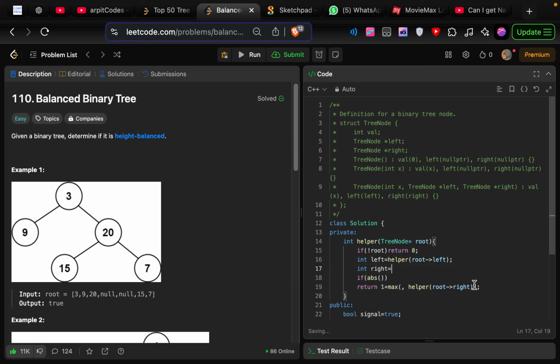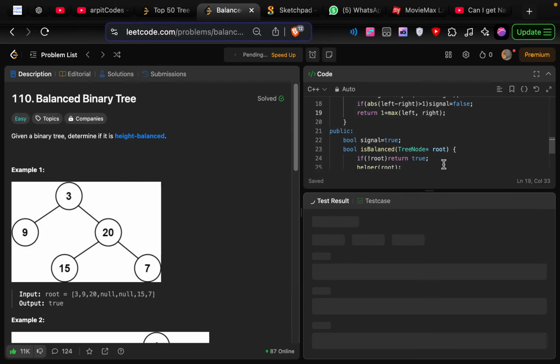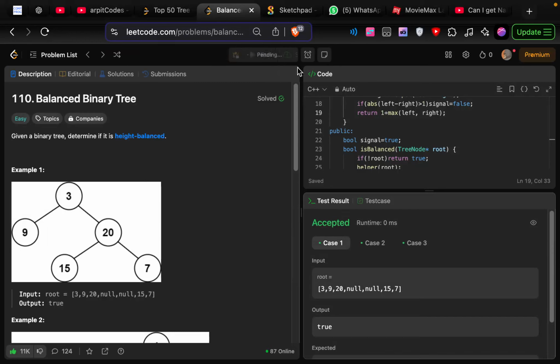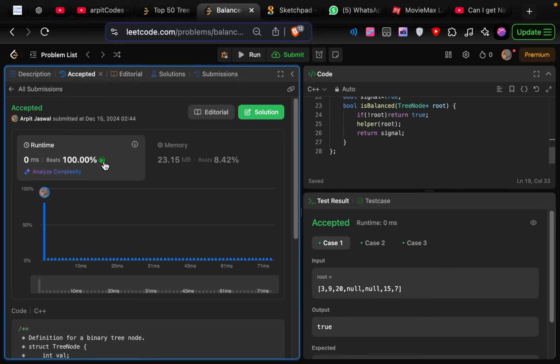For the calculation, absolute of left minus right, if it is ever more than 1, you just turn the signal to false, right, and calculate the max of left and right for the height. So in this case, we're doing the same thing, but we are only traversing each node once, right?